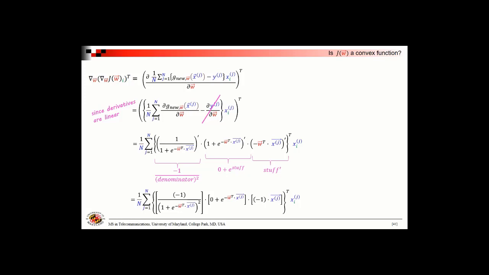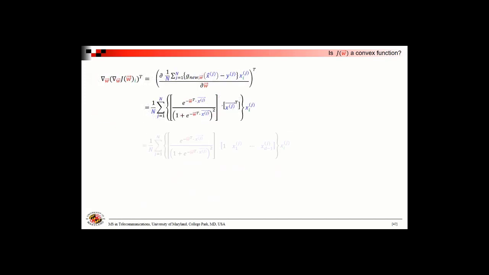Therefore, we're going to be left with this expression. The average over all instances of the leftmost term, minus 1 over that denominator squared, times 0 plus e to the minus w transpose x times minus x. All of that has to be multiplied by the ith feature of the jth instance. And this is for row i of the Hessian matrix.